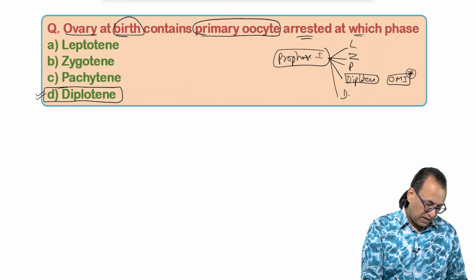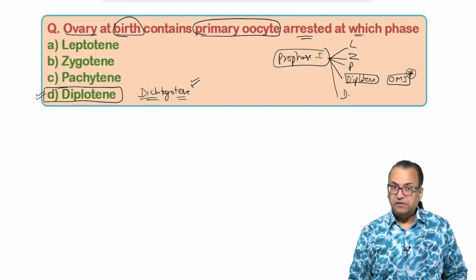What if I had the term dictyotene here? If the term dictyotene was there, then that would be a better answer. But if dictyotene is not there, then you can take your answer as diplotene. Diplotene is the answer here. We'll look at some more details.